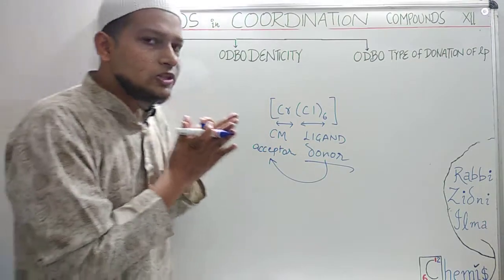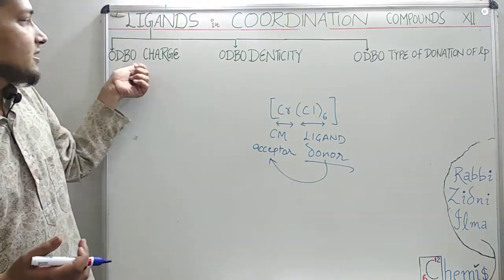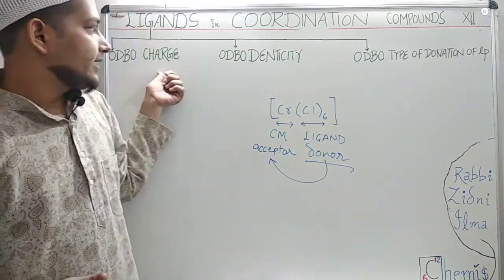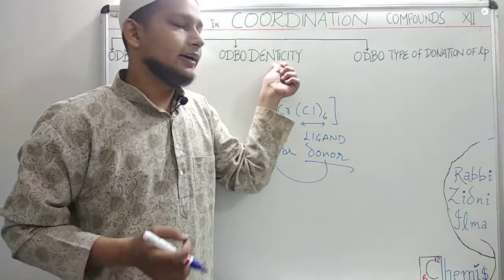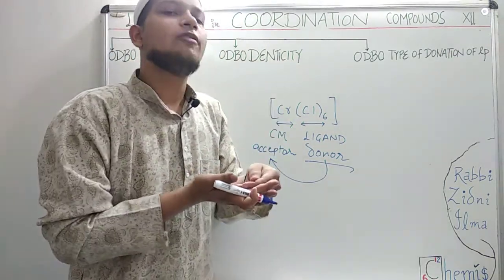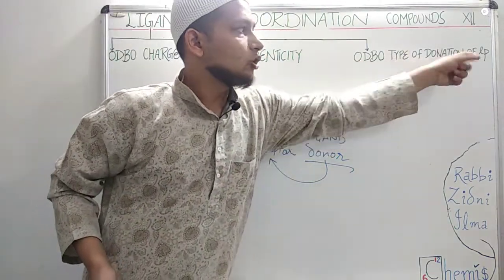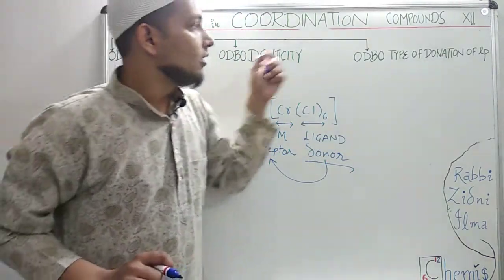Now, if you want to study ligands, we have three different categories. First is on the basis of charge. We will classify them on the charge they carry. Next is on the basis of denticity. We will classify the ligand on the basis of the number of lone pairs donated. And the third is on the basis of the type of donation of lone pair. This is a different one. So we will approach these one, two and three.